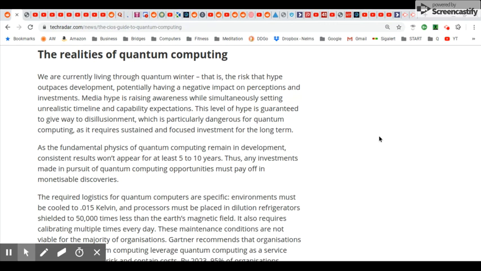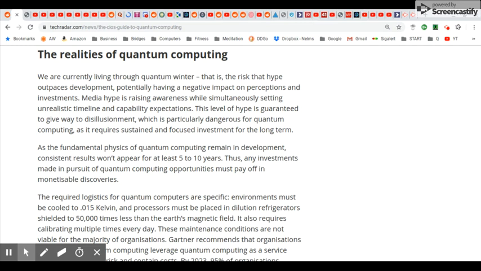The realities of quantum computing. We are currently living through quantum winter. That is, the risk that hype outpaces development, potentially having a negative impact on perceptions and investments. Media hype is raising awareness while simultaneously setting unrealistic timeline and capability expectations.